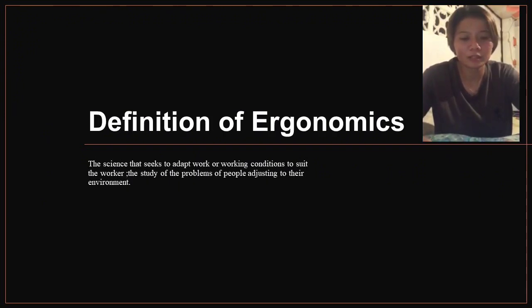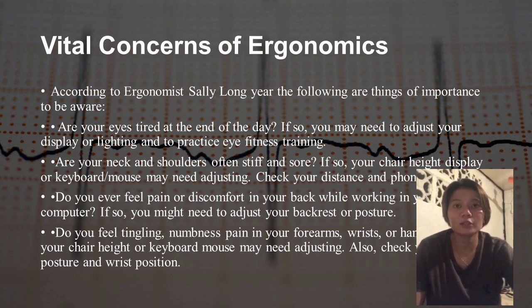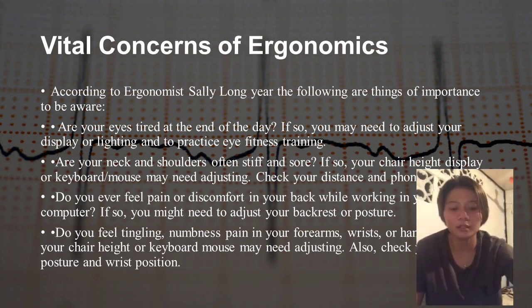Definition of ergonomics: the science that seeks to adapt work or working conditions to suit the worker, the study of the problem of people adjusting to their environment. Vital concerns of ergonomics. According to ergonomist Sally Longyear, the following are the things of importance to be aware of.